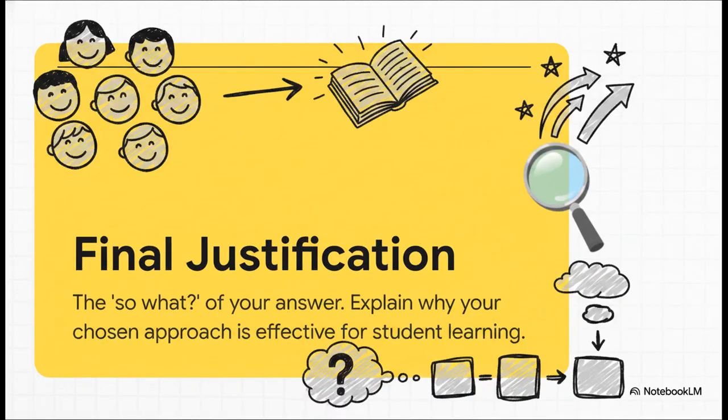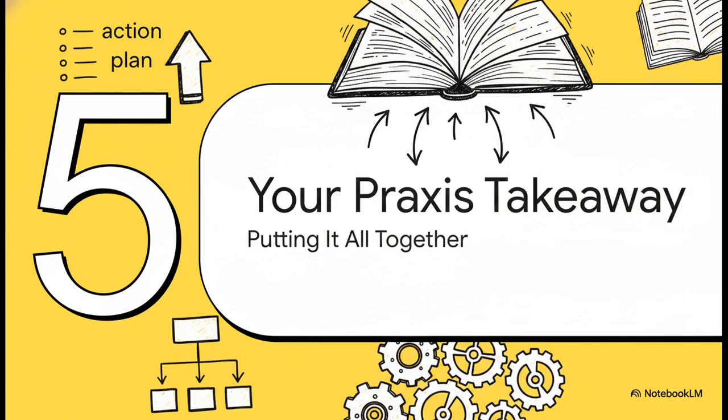And finally, the justification. This is the step that a lot of people forget, but it ties everything together. You need to explicitly state why your approach is good for students. How does this strategy support their learning and lead to success? This is the so what of your entire answer. And that's the whole framework: claim, explanation, example, and justification.